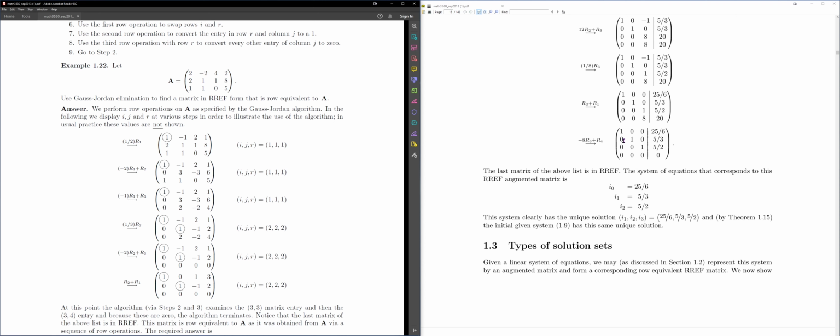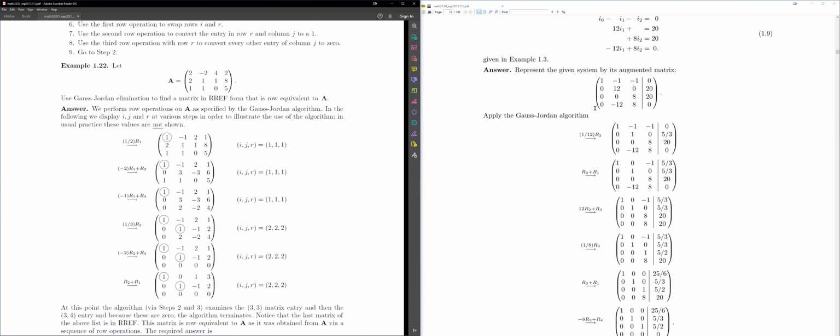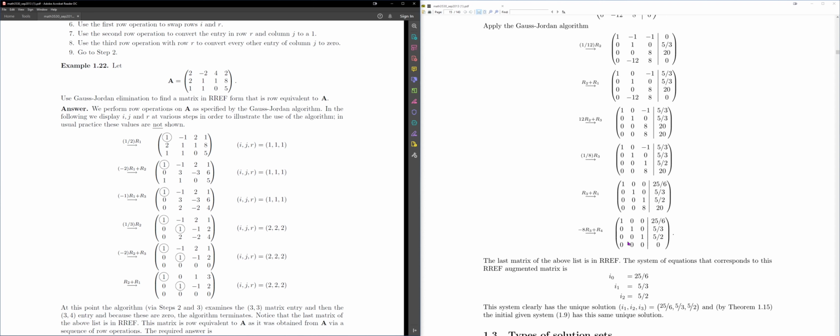And this second row is going to correspond to the equation 0i0 plus 1i1 plus 0i2 is equal to 513, right? Remember the variables that we use are i0, i1, and i2. So from the second row, I get i1 is equal to 513. And likewise, from the third row, I get i2 is equal to 512. So this is a system over here.